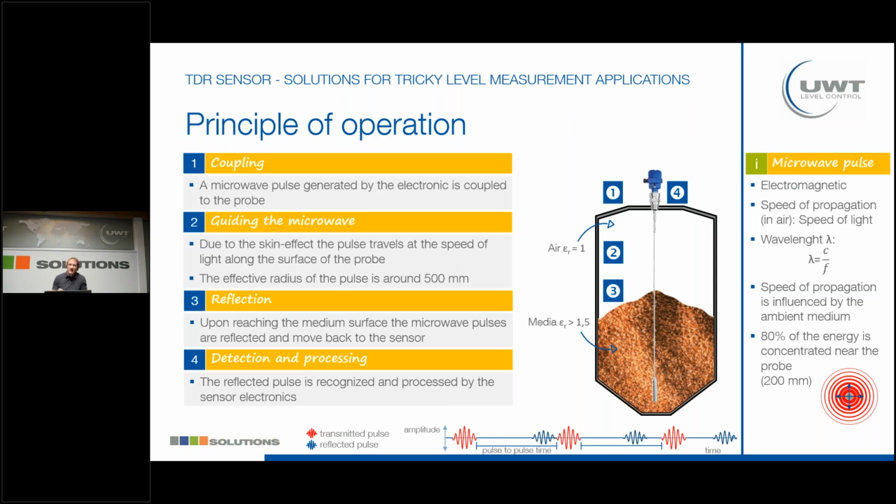And here we have some basic information about the microwave. So it's electromagnetic. It travels under normal conditions. So when we have air, it travels with the speed of light. This is an important property of this microwave pulse for the level determination. And what also is important to know is that 80% of the energy we are sending out is really focused near the probe, so in around 200 millimeters radius. Although some parts of the energy do spread, so that we have this effective radius of 500 millimeters.